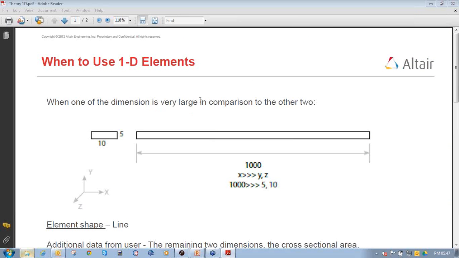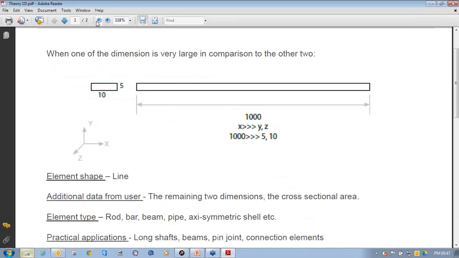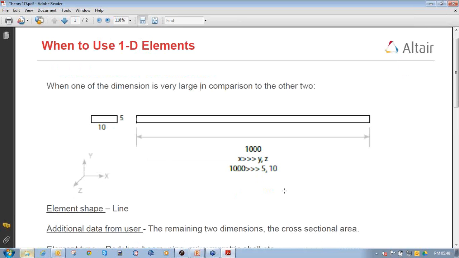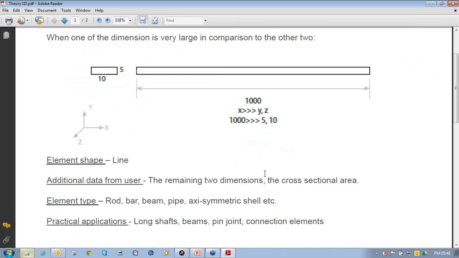When one of the dimensions is very large in comparison to the other two, that is, if we look at this example, the length of this beam is 1000 mm and the cross section of the beam is 10 mm and 5 mm. So one of the dimensions is very large as compared to the other 2 dimensions. In that case we use 1D elements for FEA analysis.